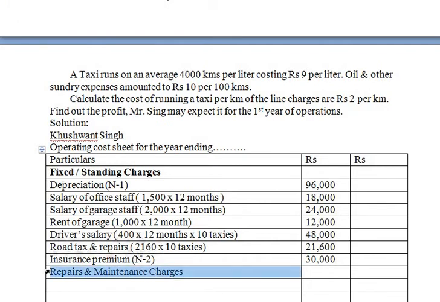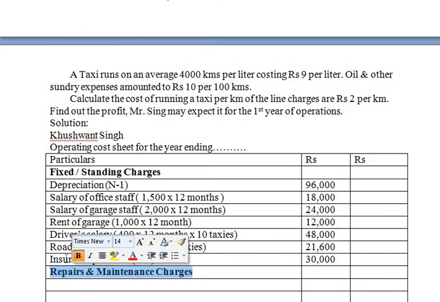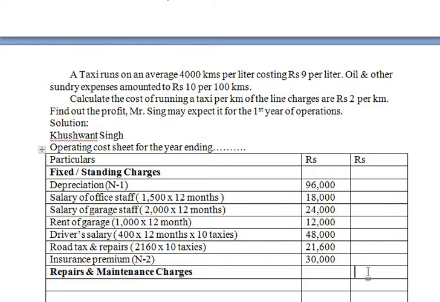Now just go through the problem. Repairs and maintenance charges haven't been given separately, because together they are given as road tax and repairs. So we will not take that, because we have already taken it. One more thing, add the first point total, so that will be 2,49,600. Okay, 2,49,600.